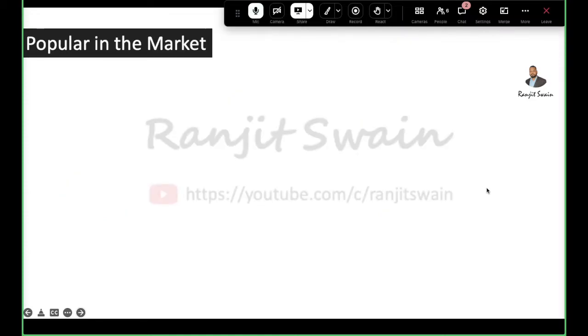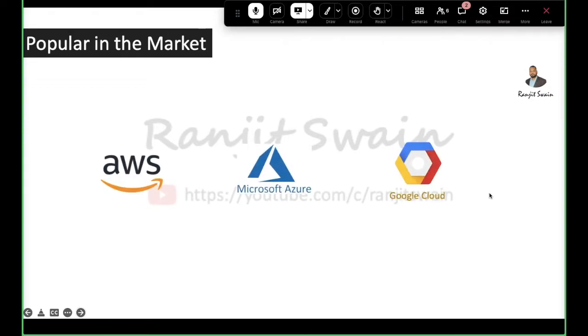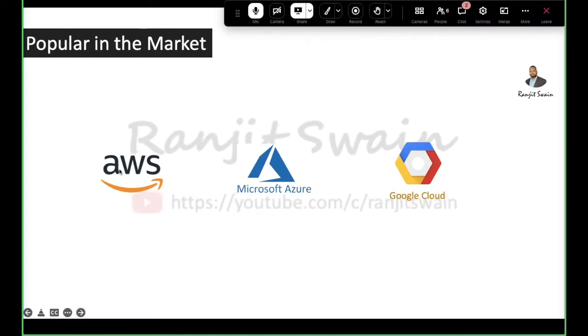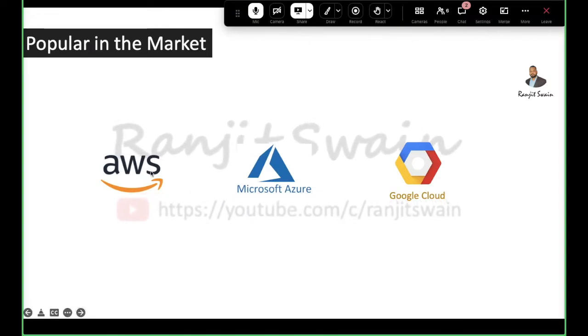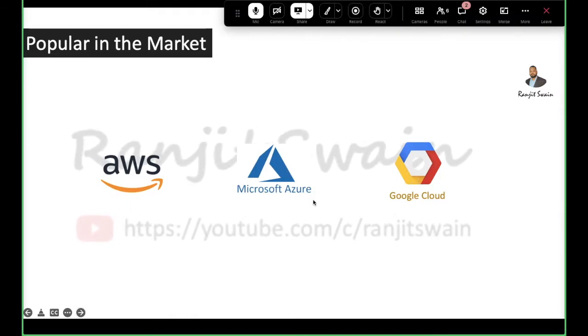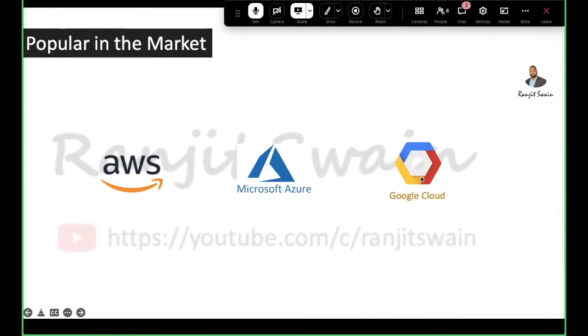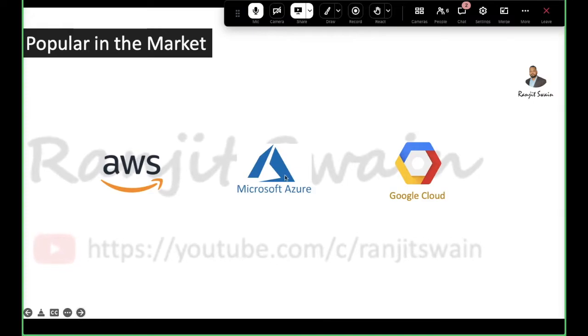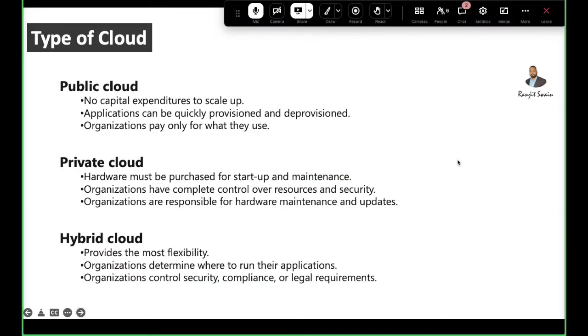What next? Which are popular in the market? There are three cloud service providers which are popular. One is AWS, which is leading in the market. Next is Azure, and the third is Google Cloud. These three are leading and popular in the market, and AWS is currently leading. Now, the types of clouds: public cloud, private cloud and hybrid cloud. These are the cloud models.